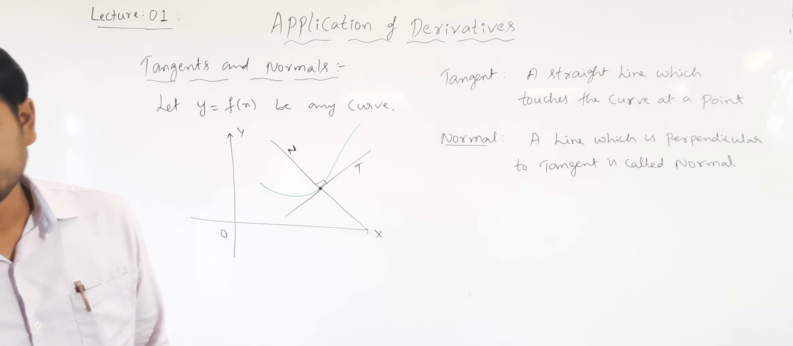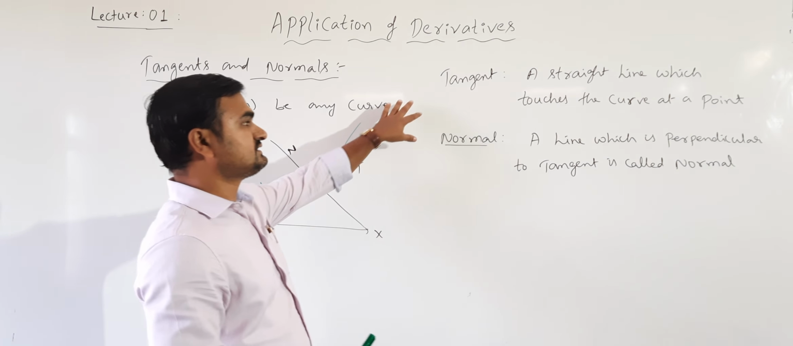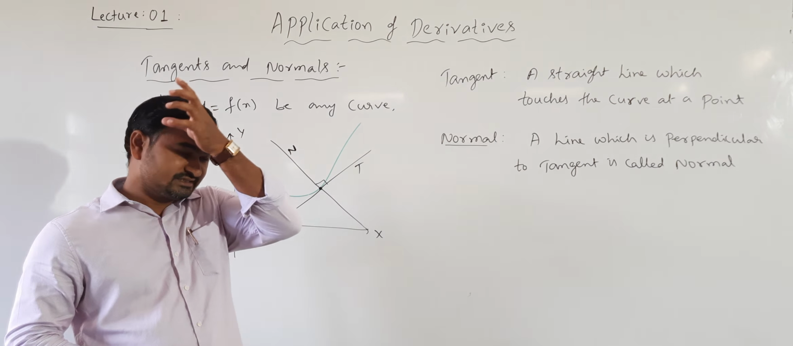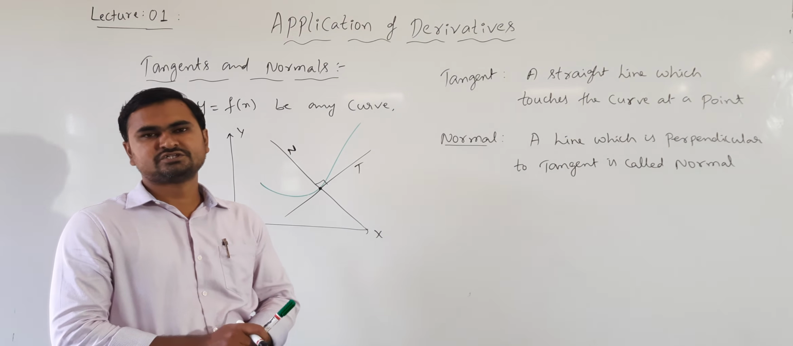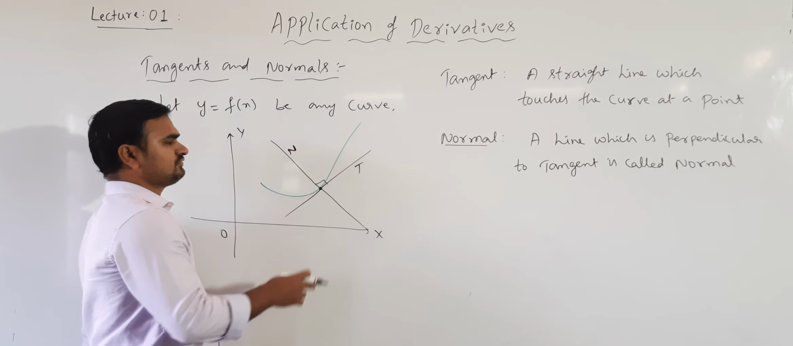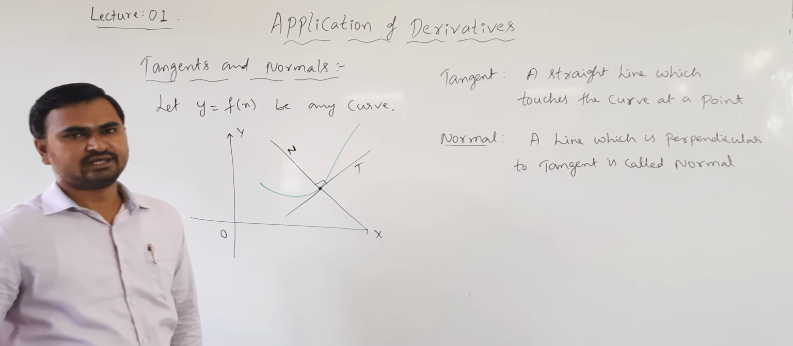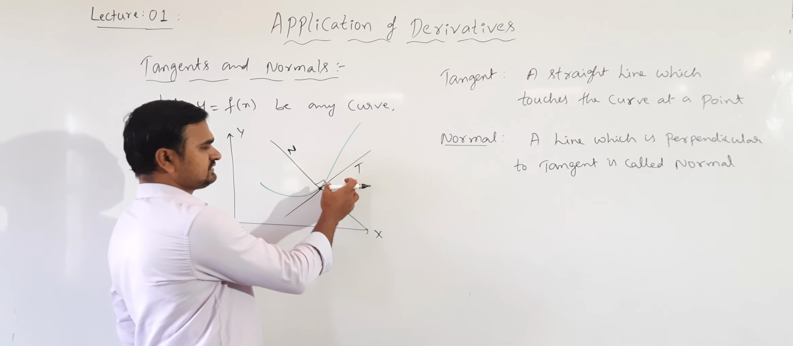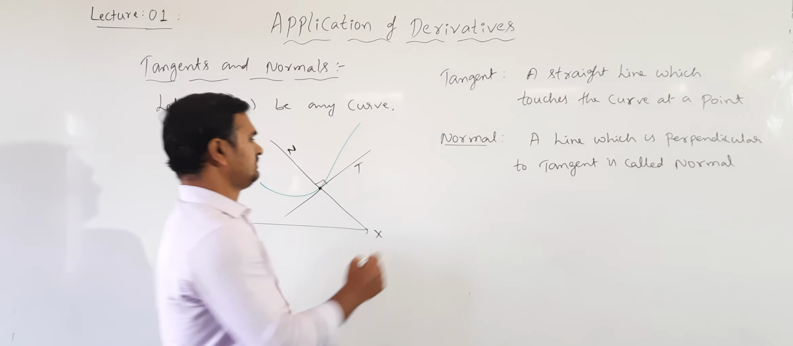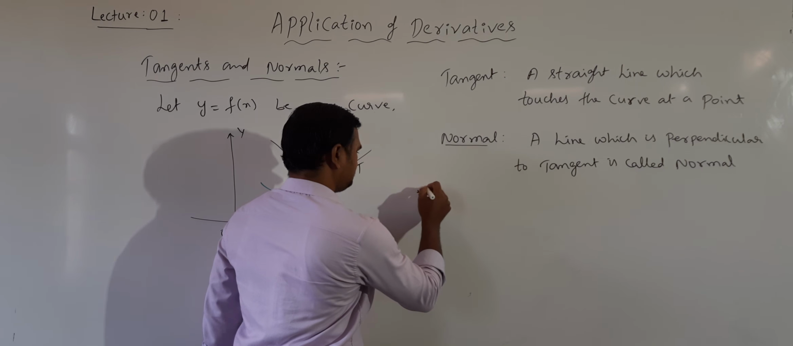Now here we are interested in finding the equation of the tangent and the equation of the normal. As we studied in straight lines, for writing the equation of a line, we should know the slope of the line. Now how to find the slope of the line here? First we find it for the tangent. If we know it for the tangent, then we can write it for the normal also. So this is an important point.